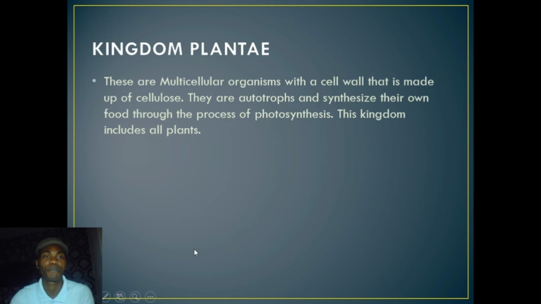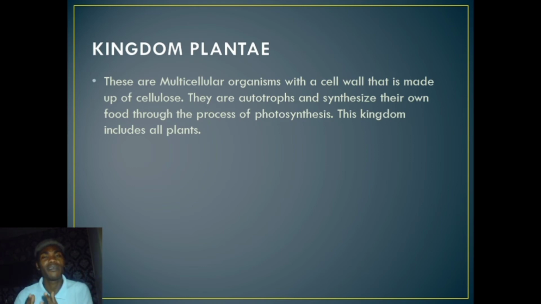Now let's move on. Kingdom Plantae. These are multicellular organisms with a cell wall. Now, we've been hearing cell wall, cell wall, cell wall. What are cell walls? For those of us that don't know, a cell wall is what protects all other organs in a particular cell, like the contractile vacuole, the mitochondria, the nucleus.